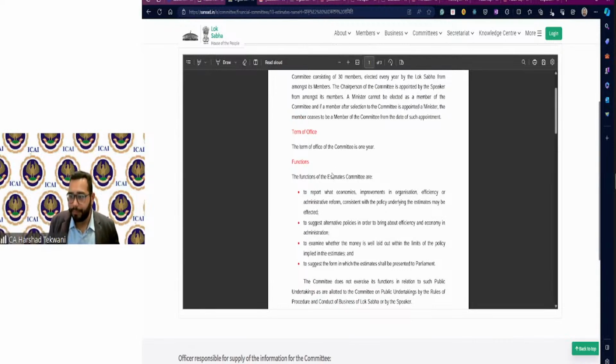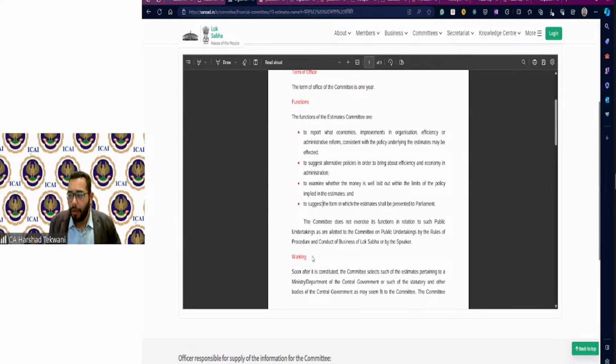What they do is they report on what economies, improvements in organization or efficiencies, administrative reforms, or consistency with the policy can be brought into a particular functioning of a public sector undertaking. They suggest alternative policies. They examine whether the money is well laid out within the limits of the policies, and they suggest the form in which the estimates shall be presented to the Parliament.